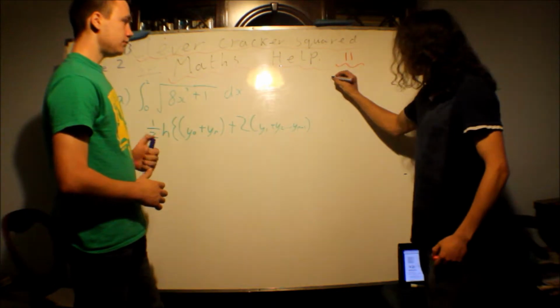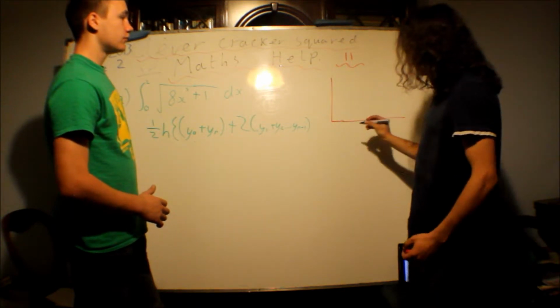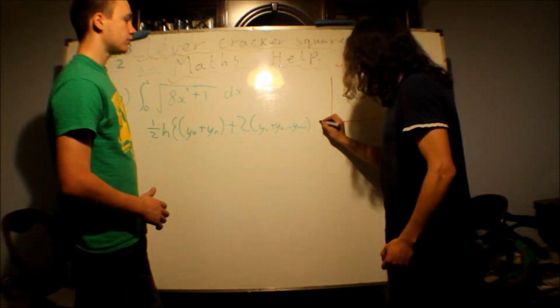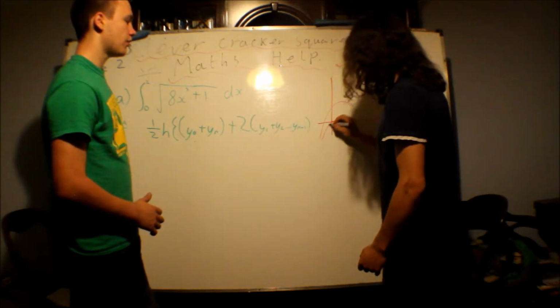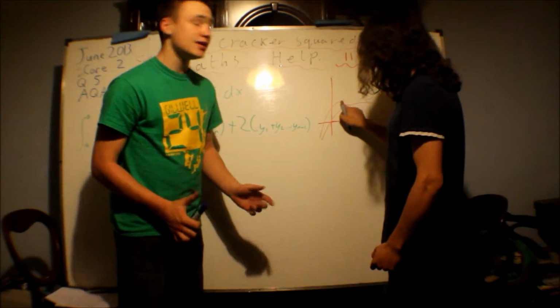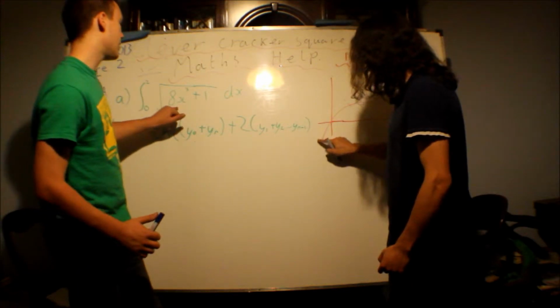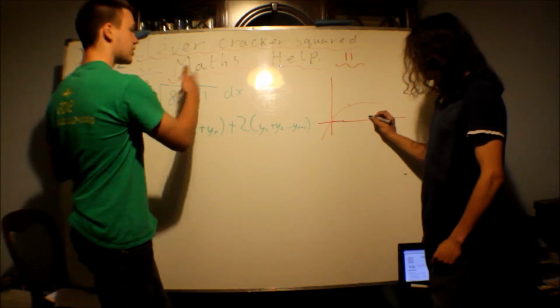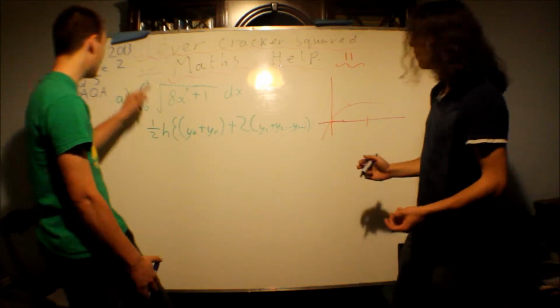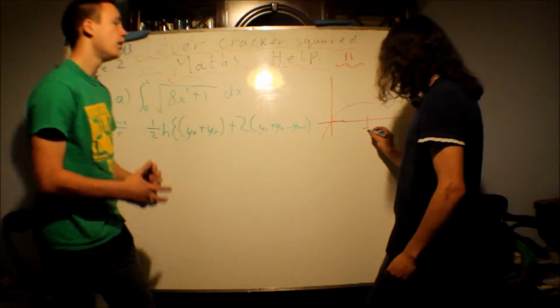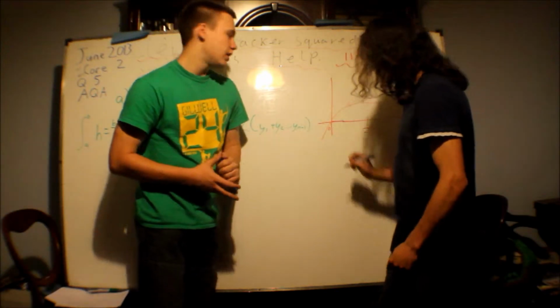It mentions in the question that there are 5 ordinates and 4 strips. But what does that actually mean? We'll draw it through. We have no idea what this root of 8x cubed plus 1 looks like, but it's an x cubed, so we're going to imagine it looks like this, and integrating finds the area under the graph between these points. We have 2 points, and this is 0.